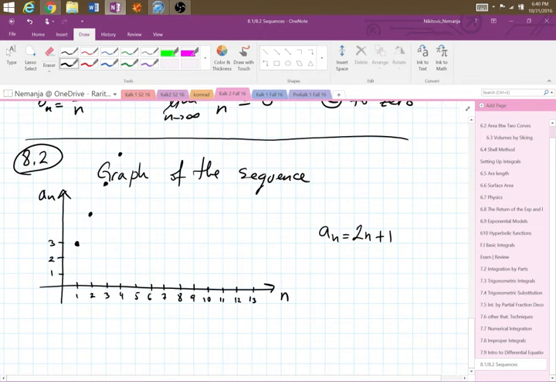a_n is only computed at integers, 0, 1, 2, 3, 4, 5, and so on. So in between is basically empty space. Yeah, I call it the void.